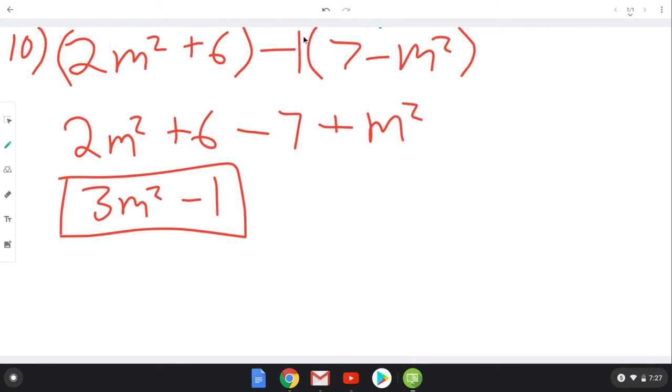We just have to remember to distribute this negative, because if we don't, we'll get the wrong answer. Because notice if we hadn't distributed it, this would have been negative, and we would have gotten 1m squared instead of 3m squared. So we have to distribute that negative before we can combine like terms. Okay.